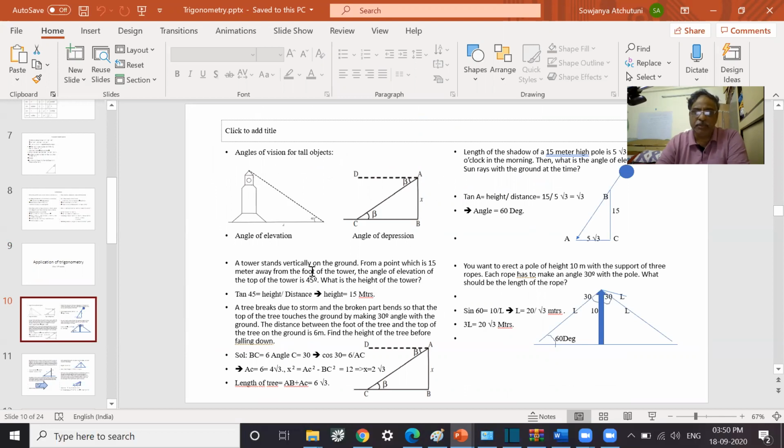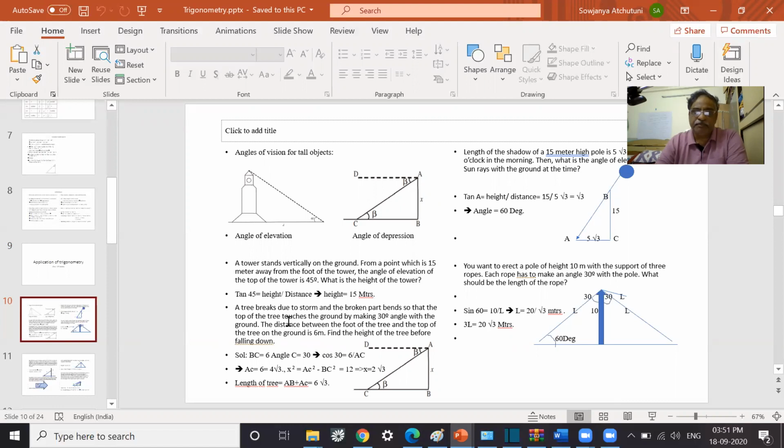Let us see an example. A tower stands vertically on the ground. From a point which is 15 meters away from the foot of the tower, the angle of elevation is 45 degrees. So this is 45 degrees. Then tan 45 is opposite side by adjacent side. But tan 45 is 1, so both are equal. The height of the tower is nothing but the distance, that is 15 meters.